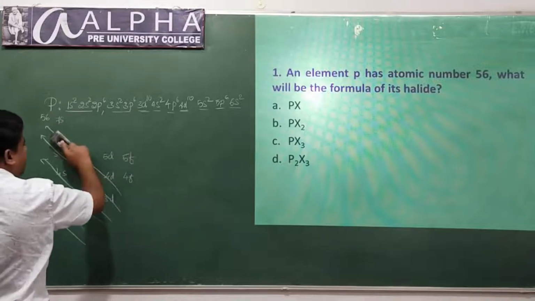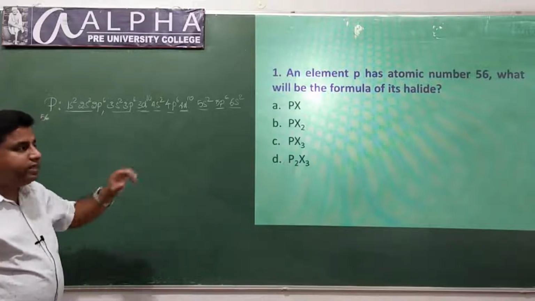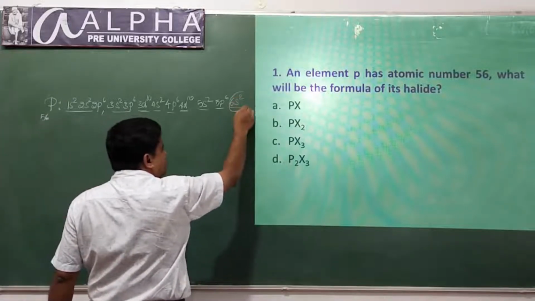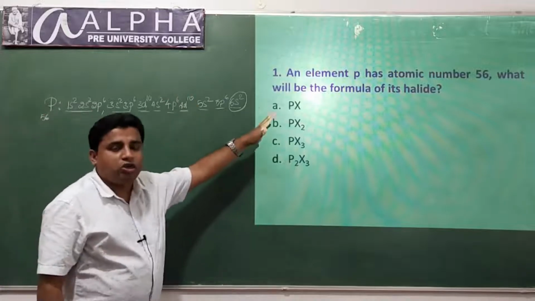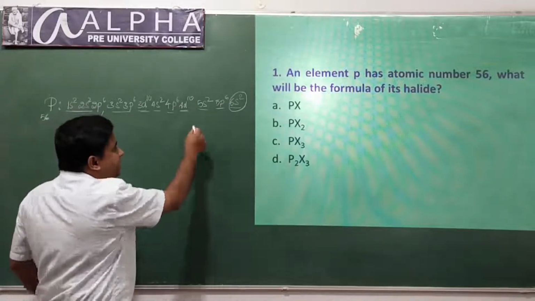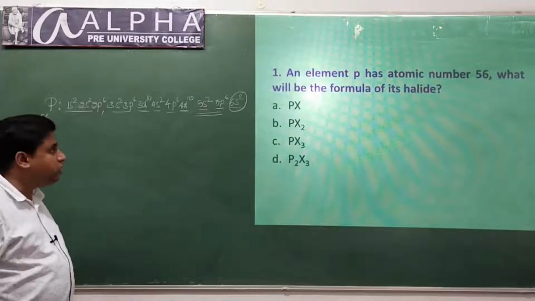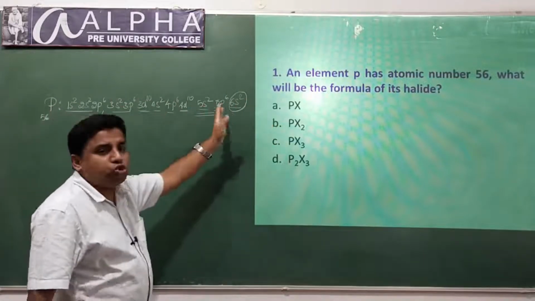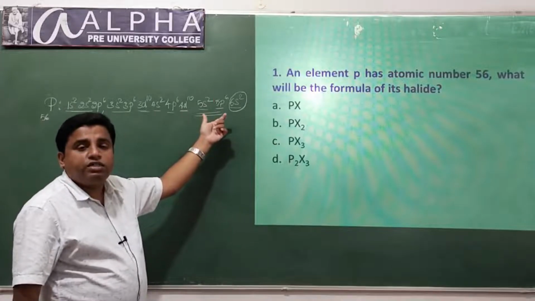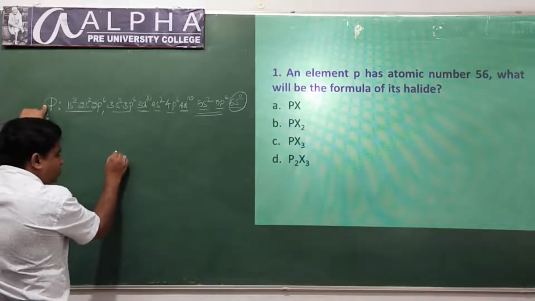So we have the electronic configuration of the element with atomic number 56. Now look at the valence electronic configuration of this element. It is 6s2, isn't it? If this element P loses two electrons, it can attain the nearest noble gas configuration, 5s2, 5p6. Therefore, what is the valency of this element? The valency of this element is 2.